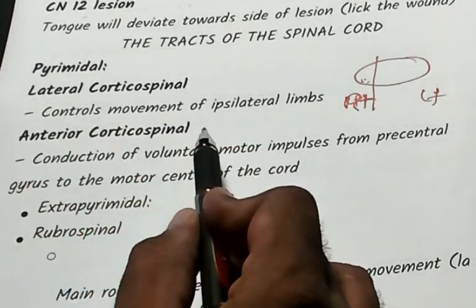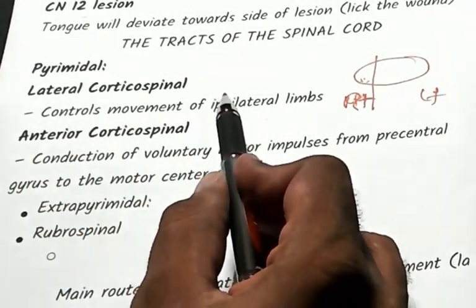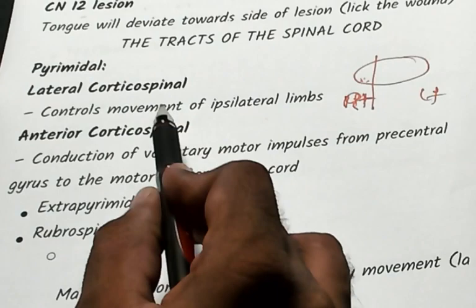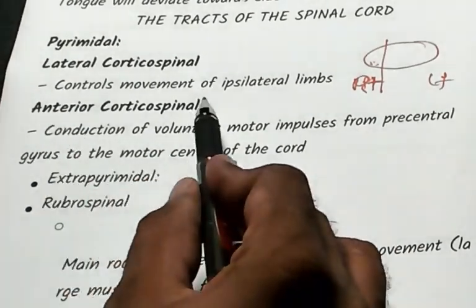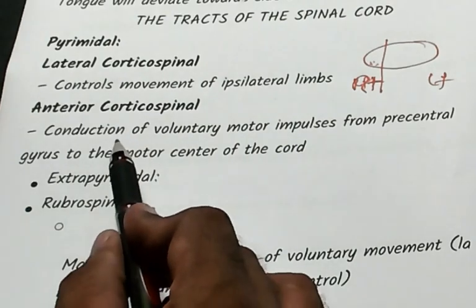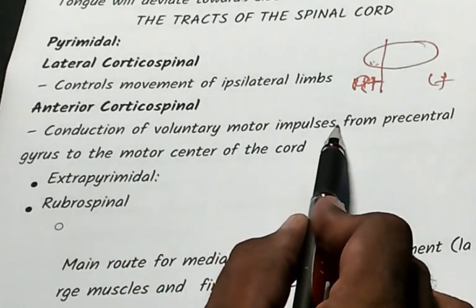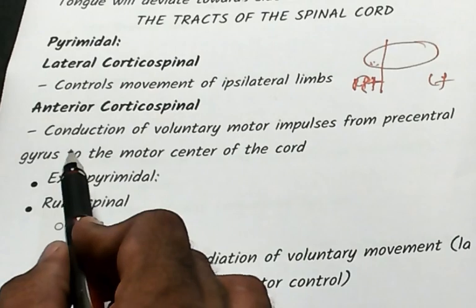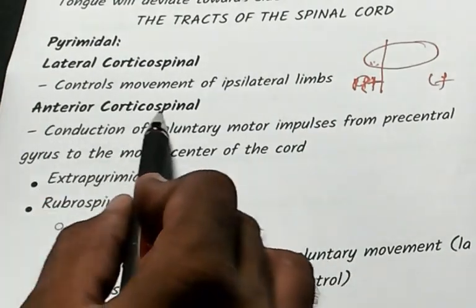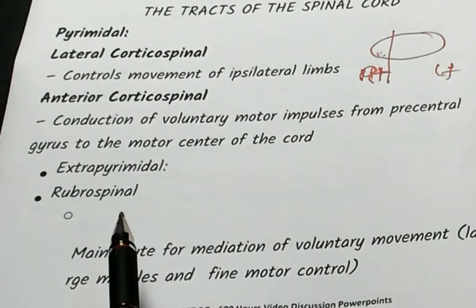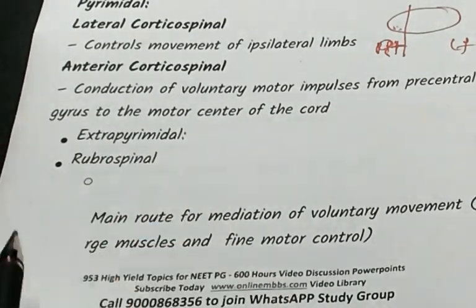So, lateral corticospinal tract in the spinal cord, lateral corticospinal tract involvement will affect the ipsilateral limb. Anterior corticospinal, it conducts the voluntary motor impulses from the precentral gyrus to the motor center in the cord, right? Anterior corticospinal. Now, what are the extra pyramidal tracts, doctor?